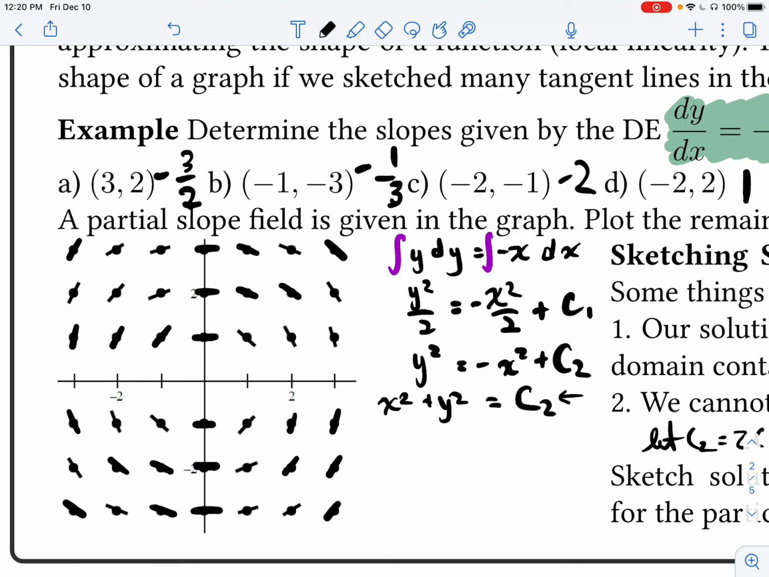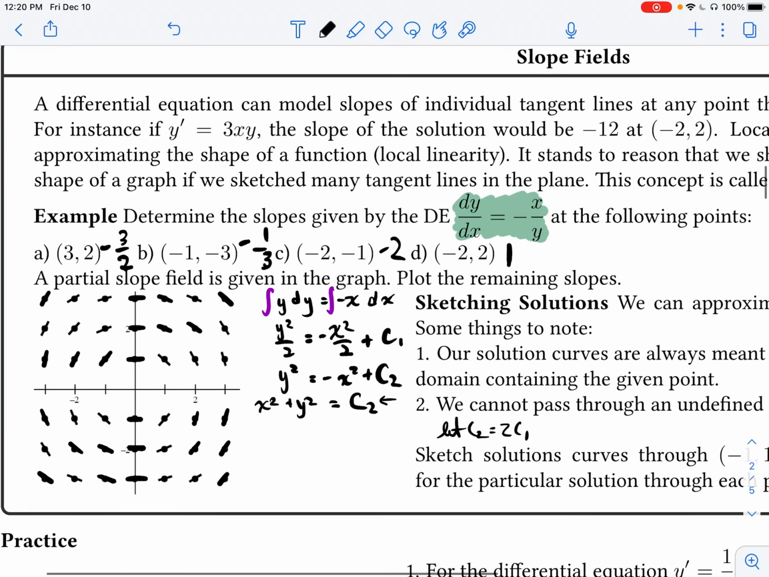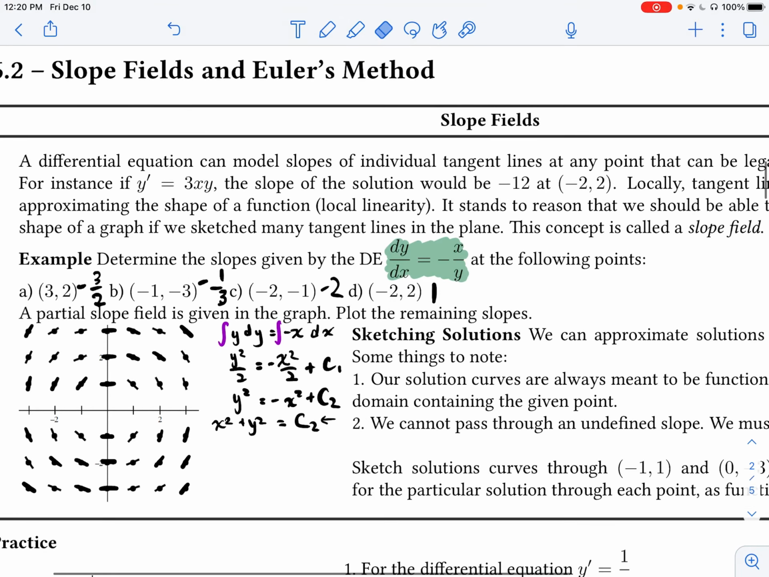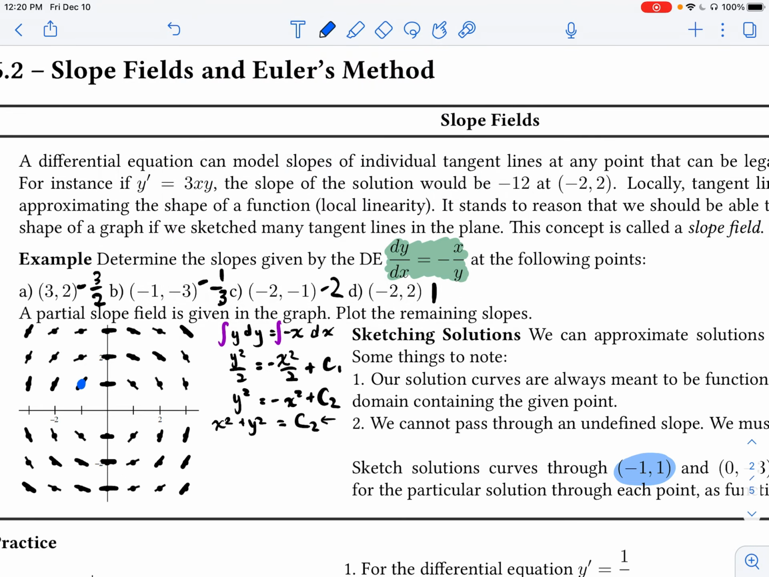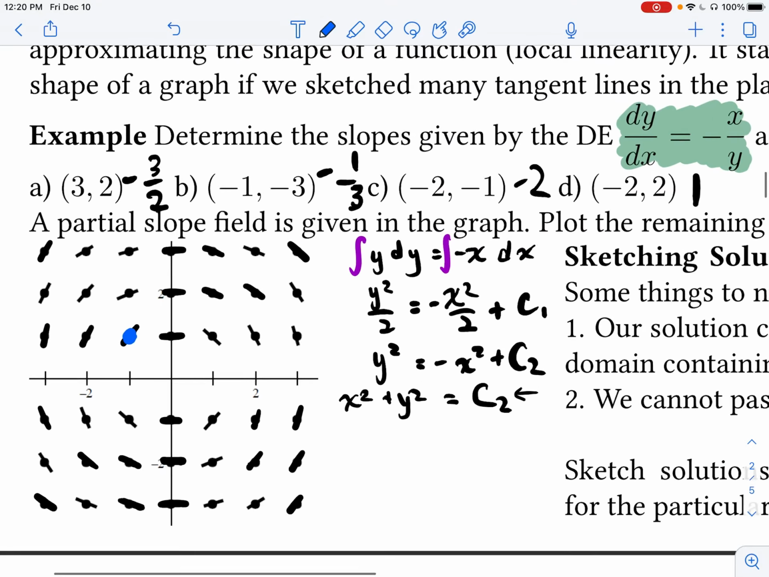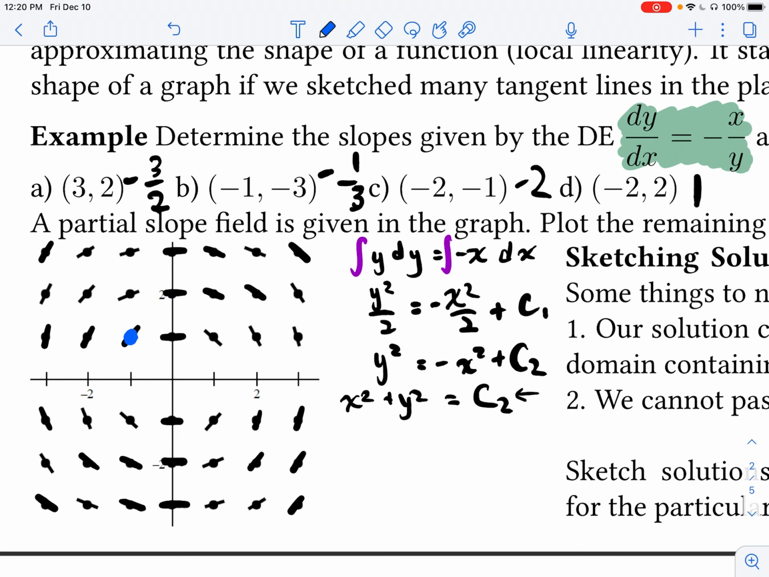Now, can we find a particular solution? That is to say, if I specify a specific point that I would like my curve to go through, so let's start with, for example, let me change this color, negative 1, 1. So the point negative 1, positive 1. So I want to sketch the graph of the curve that goes through the point negative 1, 1 here. Well, now let's sketch the solution here. So we know that our curve at the point negative 1, 1 will have a tangent line with a slope that appears to be positive 1. So it's got to look something like this, okay?